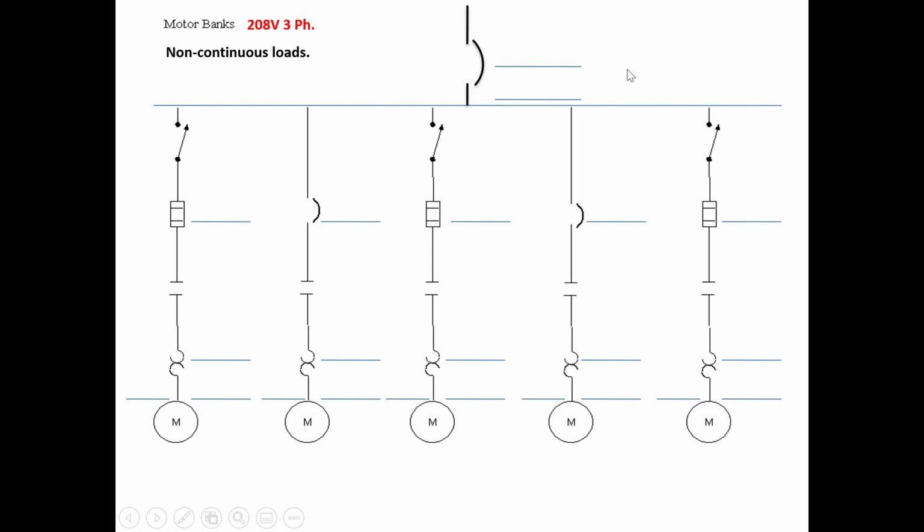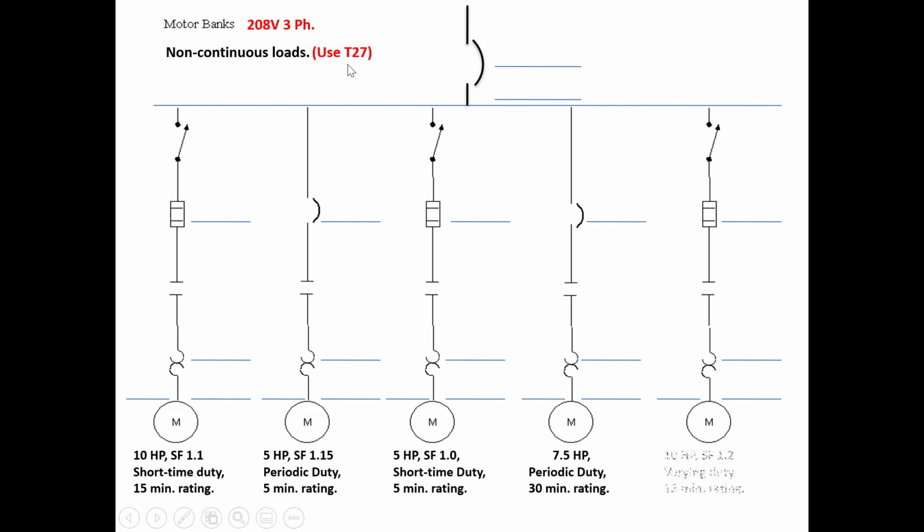Okay, so here's another example. These are all non-continuous though, so we're going to use table 27's percentages for this. Again, I'll go through this a little quick, but you can stop this and slow it down as much as you like to check and verify the values. So we've been given horsepower again, so we're going to go to table 44, find out what our FLAs are based on the horsepower and the fact that they're 208 volt 3-phase motors.